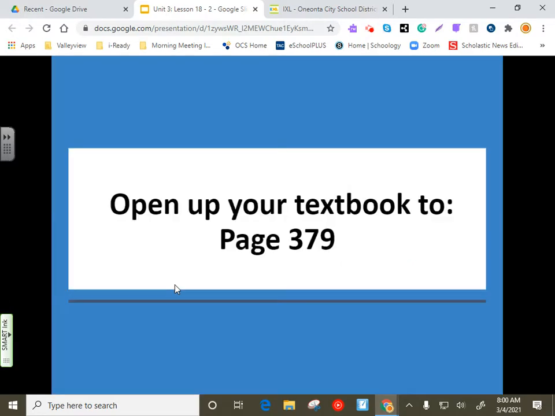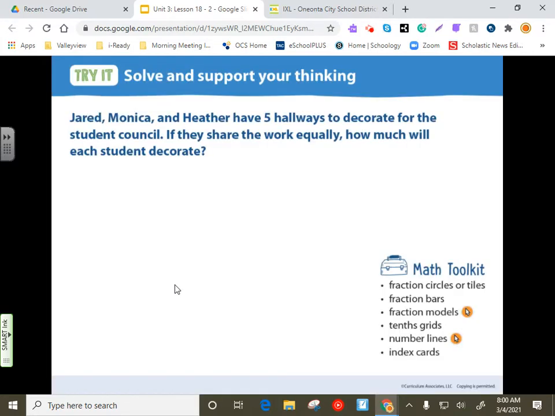All right, so our lesson starts on page 379. Let's go in and work on that right now. So Jared, Monica, and Heather. So we've got 3 people. In fact, let's circle that and put a number 3 next to that. That gives it a number. They have 5 hallways to decorate for the student council. If they share the work equally, how much will each student decorate?